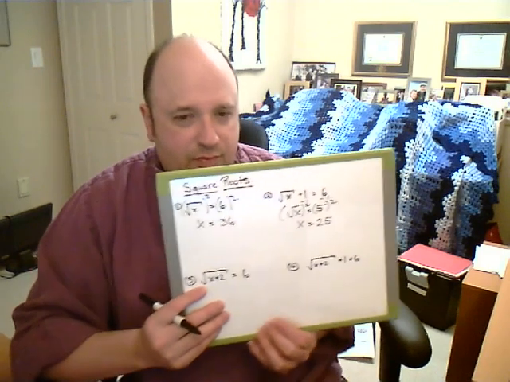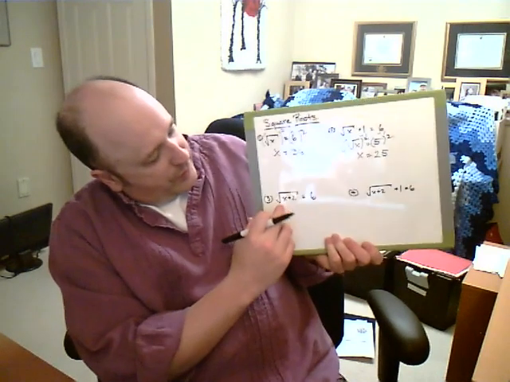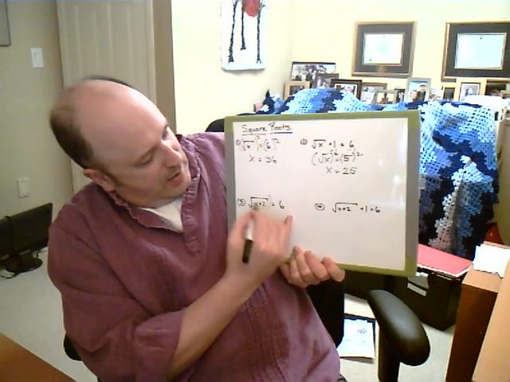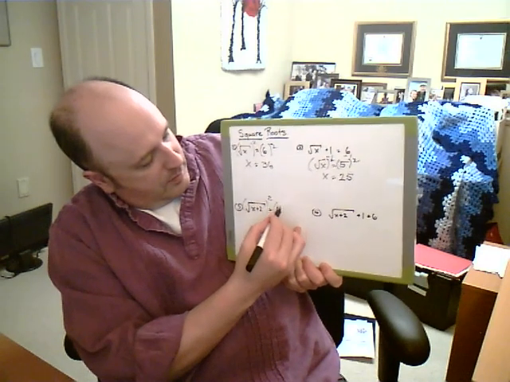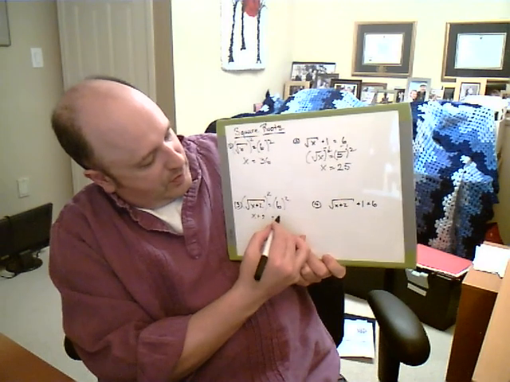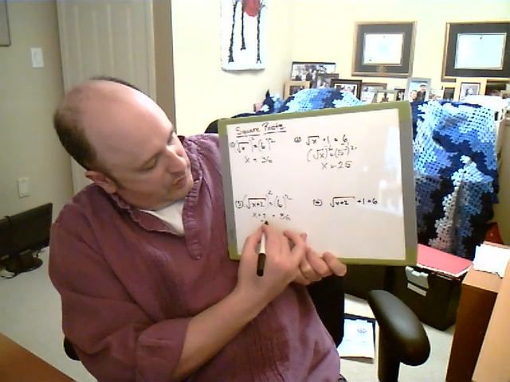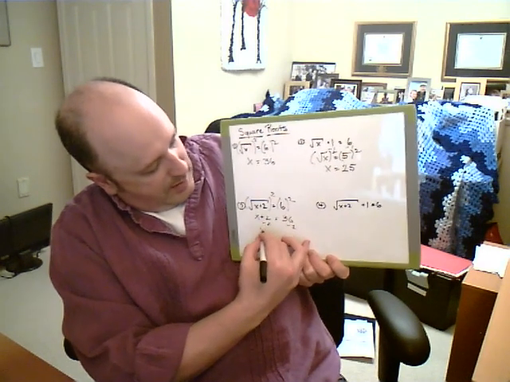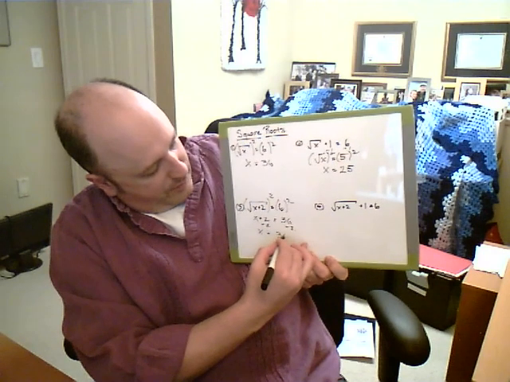And generally, this is what we would do. We would cancel out the square root first, so square both sides. So I'm left with x plus 2 is equal to 36, and then I subtract 2, and I get x is equal to 34.